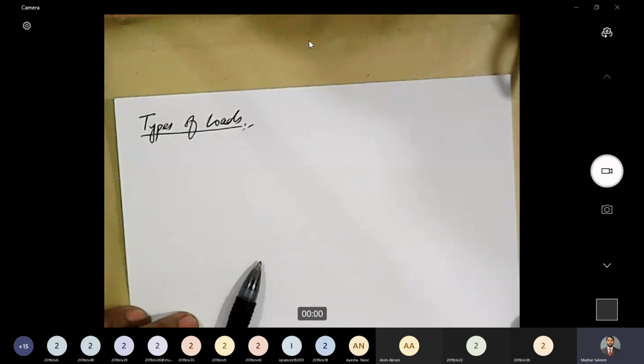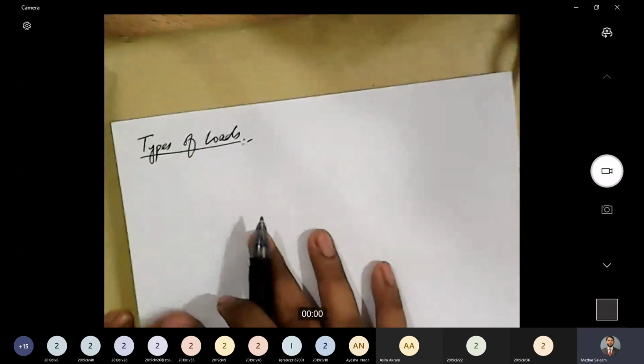What else? UDL is the second type. Any other type? The third type is the varying distributed load. That's right. So there are three types of loads that we will be dealing with. First, we'll be dealing with the point load.